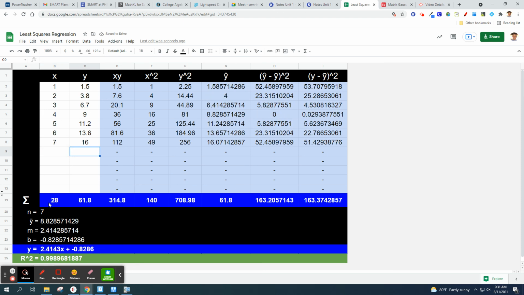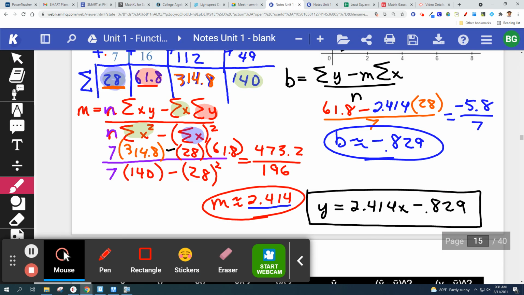Notice your sums, 28, 61.8. It does all your sums for you. And it also comes up with this equation. I've got it rounded off to 4 decimals, but 2.414x minus 0.829. That is what it is. So that's kind of nice, that does all of the grunt work. That does all of the heavy lifting for you. Okay. So we go back and we look at the next question.